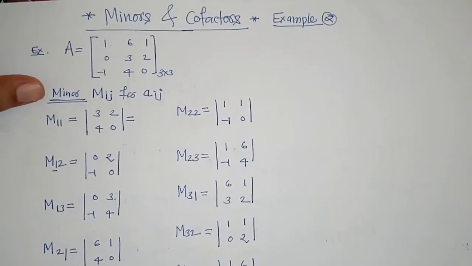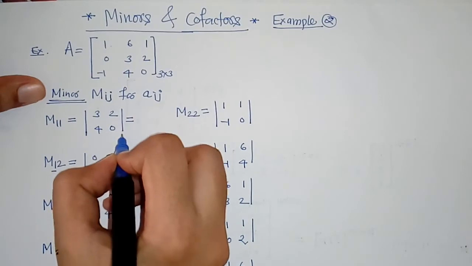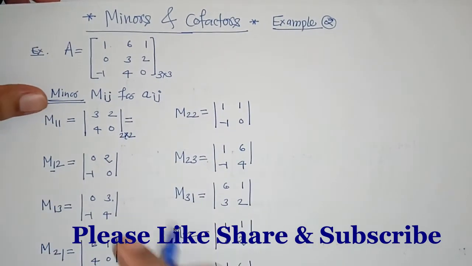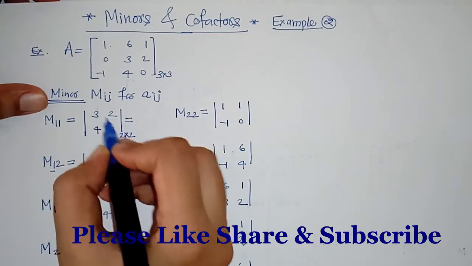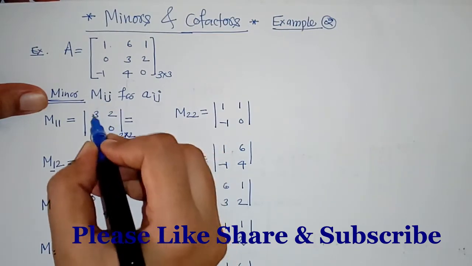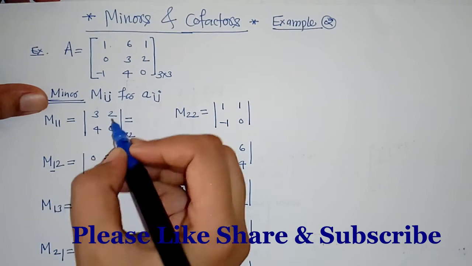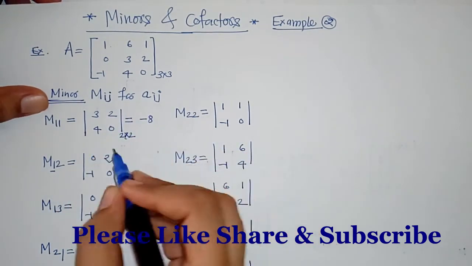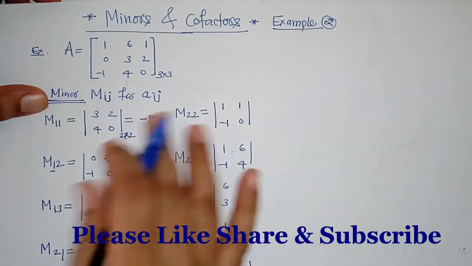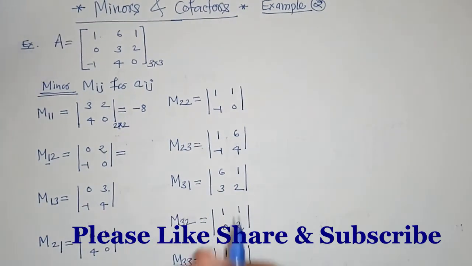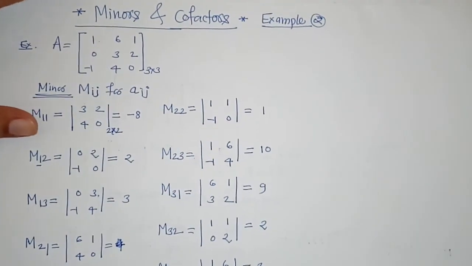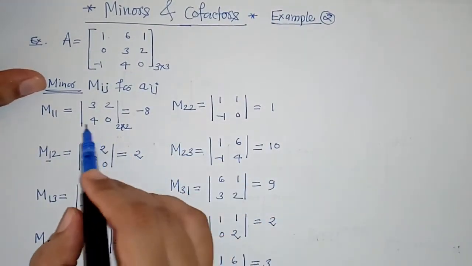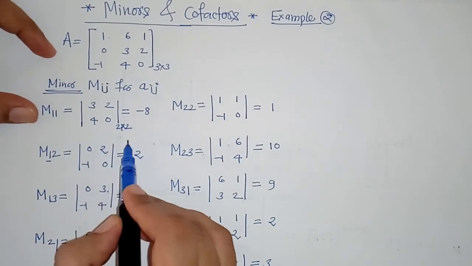Now we know how to simplify. This is a determinant of order 2 by 2. How to solve this one? We have to do the cross multiplication: 3 into 0 is 0, minus 2 into 4 is minus 8. Similarly we will do all this simplification. So we have done all the simplification by solving these 2 by 2 determinants.